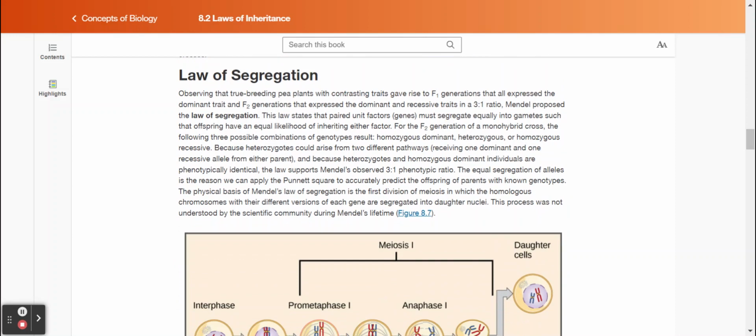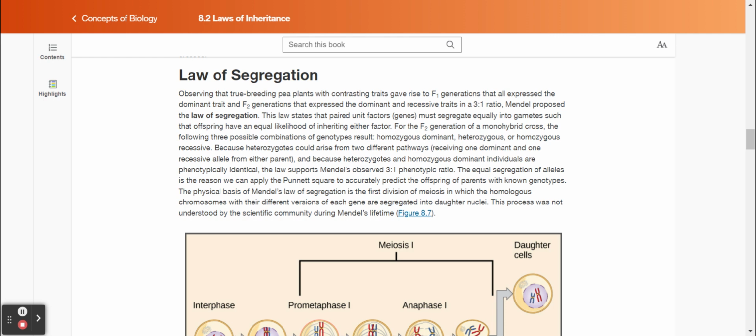Law of segregation. Observing that true breeding pea plants with contrasting traits gave rise to F1 generations that all expressed the dominant trait, and F2 generations that expressed the dominant and recessive traits in a 3-to-1 ratio, Mendel proposed the law of segregation. This law states that paired unit factors, genes, must segregate equally into gametes such that offspring have an equal likelihood of inheriting either factor.